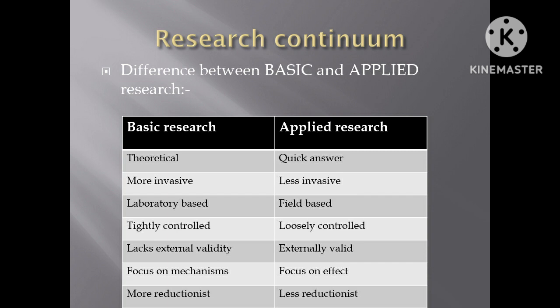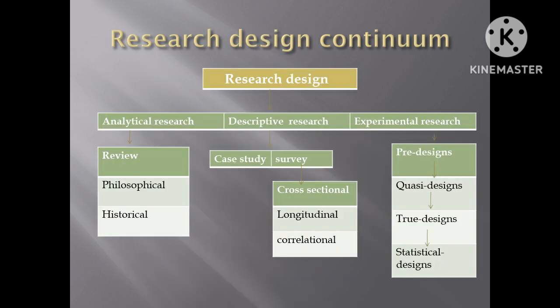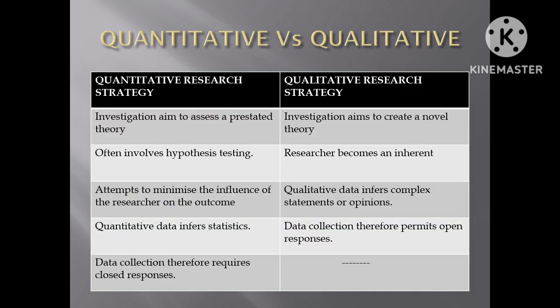There are several methods used in basic and applied research. Some of the very commonly used methods in clinical research are given. Research methods can be qualitative and quantitative. There is a difference between the two. Here is a list of quantitative research strategies and qualitative research strategies.